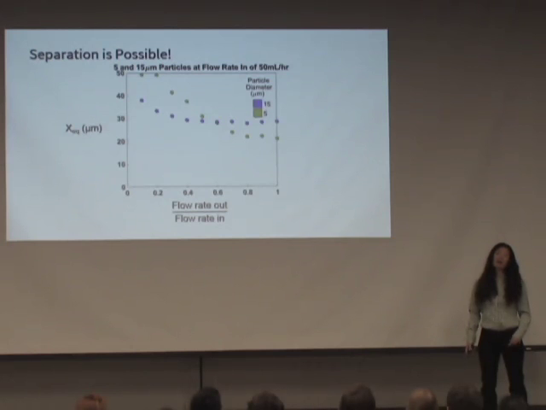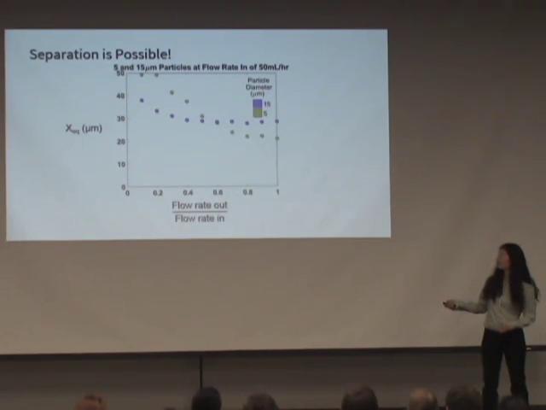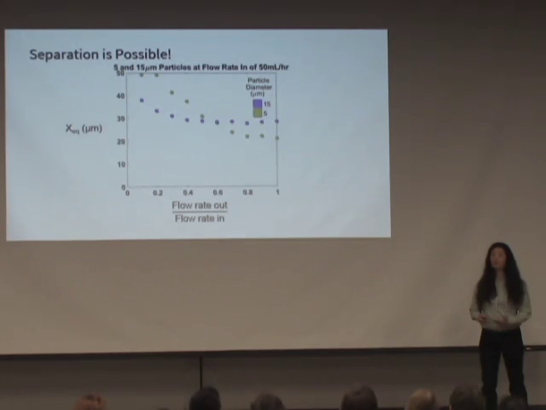So here's my data. I'm looking at a solution that has both 15 and 5 micron particles. And we can see the same trend that we saw in the qualitative data, where as the ratio of flow rate out to flow rate in increases, we see a decrease in the x equilibrium. But we see that the 15 and 5 behave differently. We think that the smaller particles, the 5 micron particles, are more influenced by the change in flow rate because they have less inertia because of their smaller mass, whereas the larger particles have more inertia and are harder to move around for the same given flow rate.